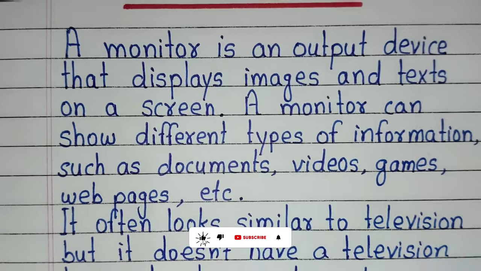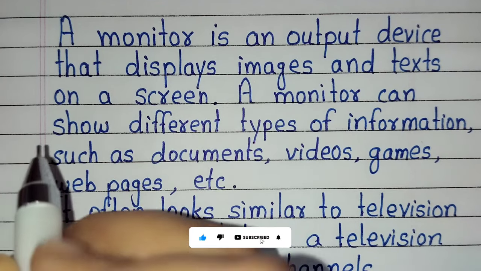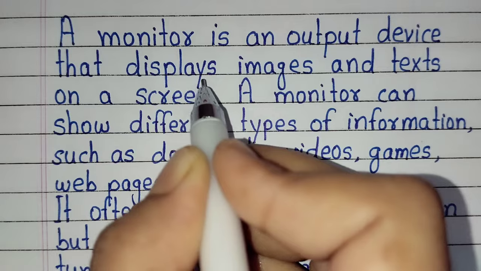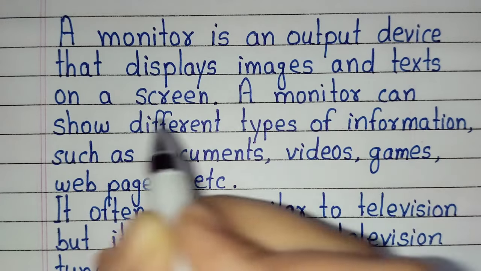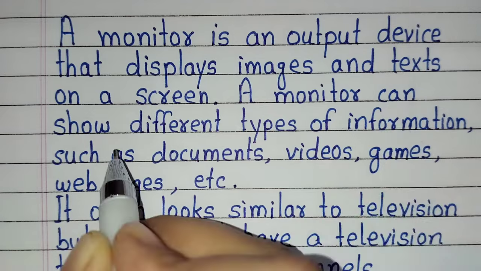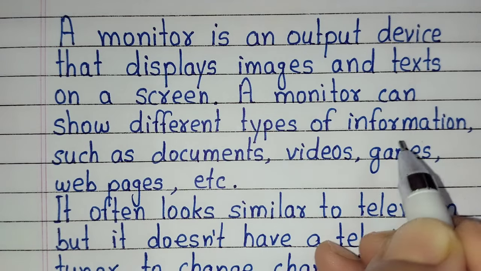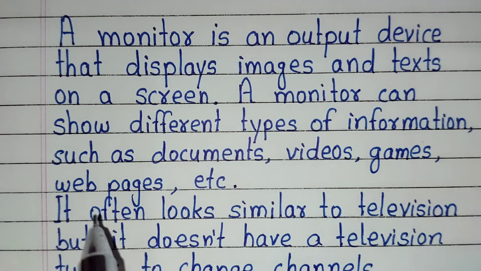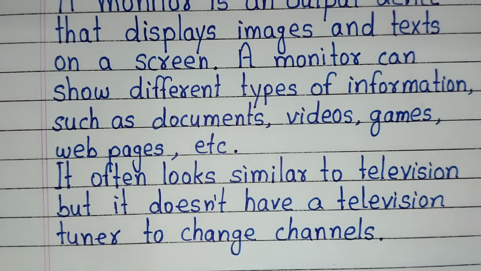Let's see once again. A monitor is an output device that displays images and text on a screen. A monitor can show different types of information such as documents, videos, games, web pages, etc. It often looks similar to television, but it doesn't have a television tuner to change channels.